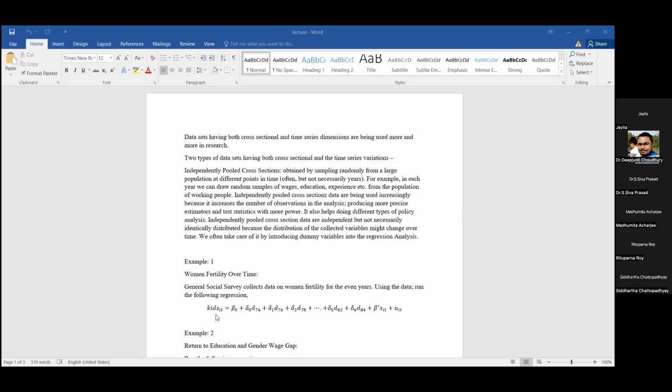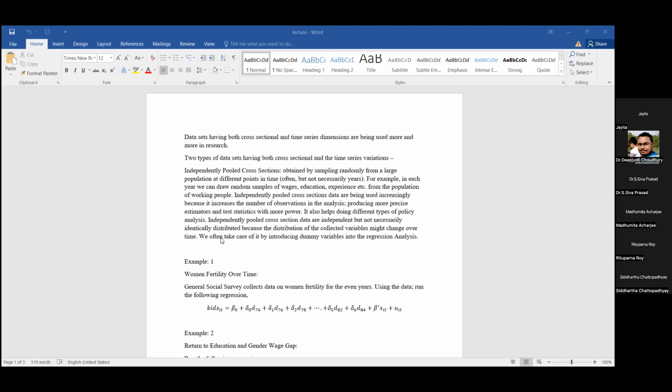On the right-hand side, I have this constant term, beta 0, and I have 6 dummy variables. So D74 is a dummy variable which takes a value 1 for the year 1974 and 0 otherwise. Similarly, D76 is a dummy variable which takes the value 1 for 1976 and 0 otherwise. Similarly, all other dummy variables are defined over here.